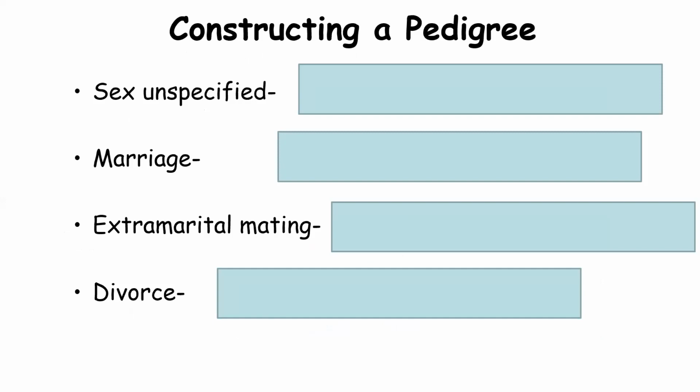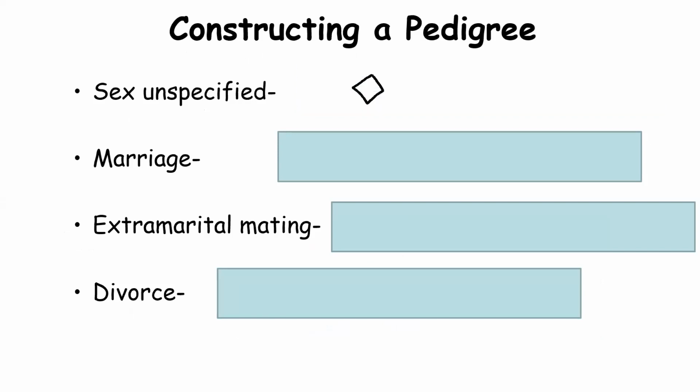If we didn't know the sex of the person on the pedigree, this is very often from, like, let's say a miscarriage of a pregnancy. If you don't necessarily know the sex of the person, and it's unspecified, again, typically because of a miscarriage, then we use a diamond shape. So it's not a square, it's not a circle, it's a diamond shape because it's unknown, sex unknown.